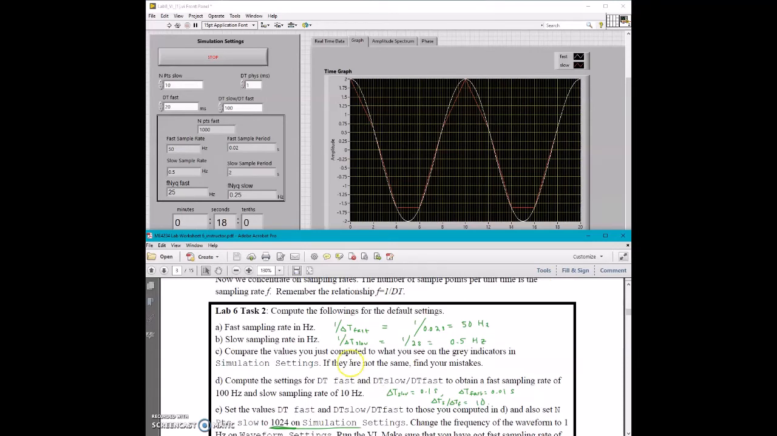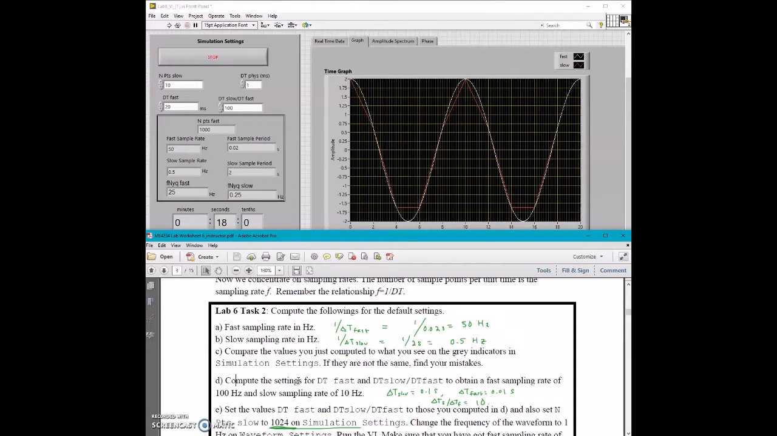I answered most of these questions. Fast sampling rate, which is 1 over the sampling period, 0.02 second, that's 50 hertz. Okay, so we went over that already. So now this is a real test. It says part D, compute the settings for DT fast and the ratio of the sampling time to obtain the fast sampling rate of 100 hertz and the slow sampling rate of 10 hertz.